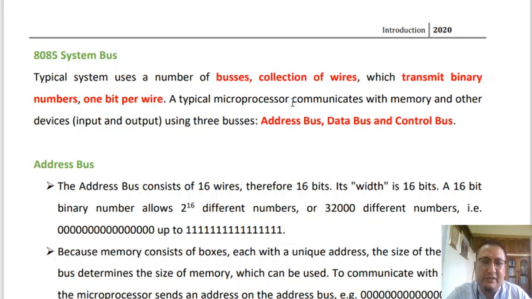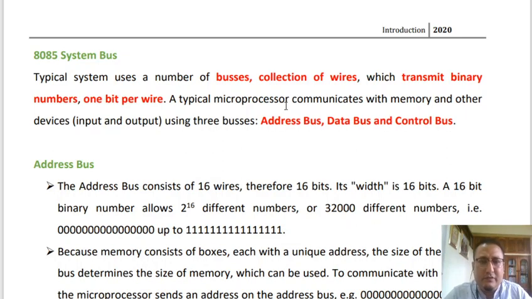For example, if you say a 16-bit bus, then we have 16 wires. If it's an 8-bit bus, then it's 8 wires, because across one wire we can communicate only one binary digit. So across 16 wires we can communicate 16 bits of information, across 8 wires we can communicate 8 bits of information, and so on. That is the way the architecture is built.